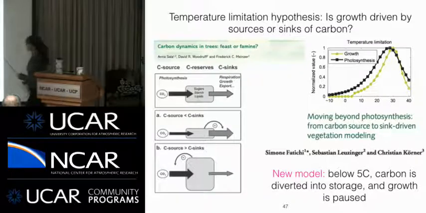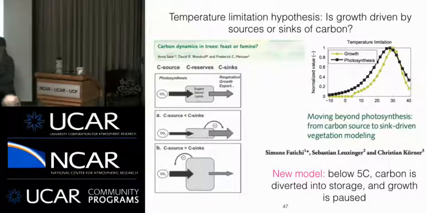So I decided I would add a very simplistic version of this idea, which has been pushed very hard in the literature recently, into the CLM. I just decided that I would introduce this simple hypothesis that below 5 Celsius, carbon is diverted into storage and growth is paused. So we don't make any more leaves, roots, or stems. We just put the carbon into our store for later, like a bank account, right?